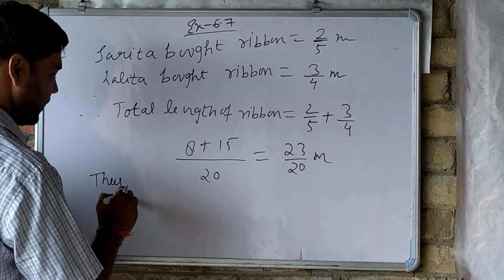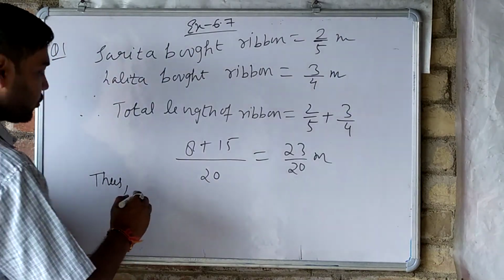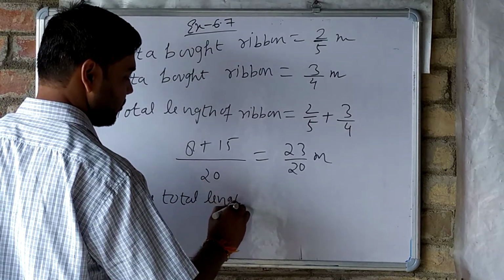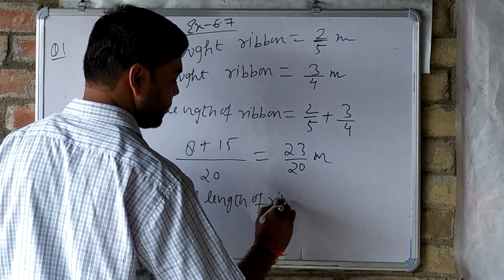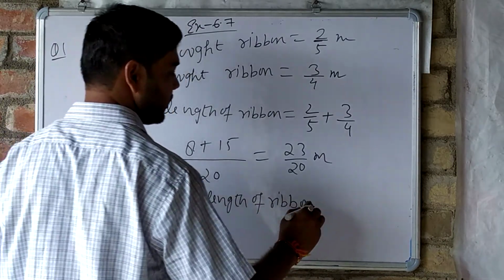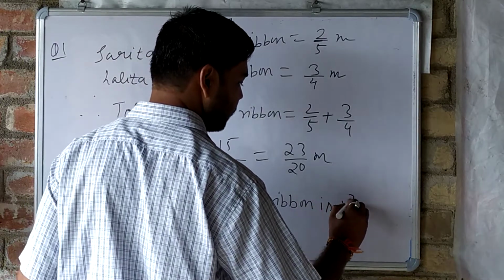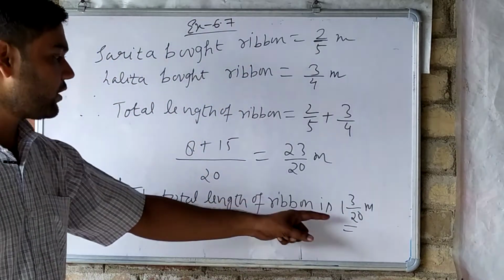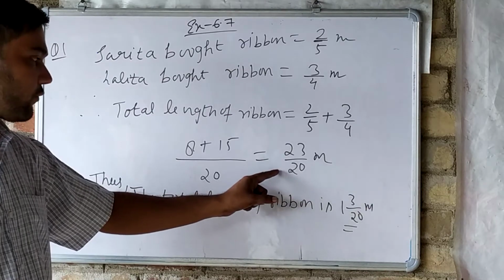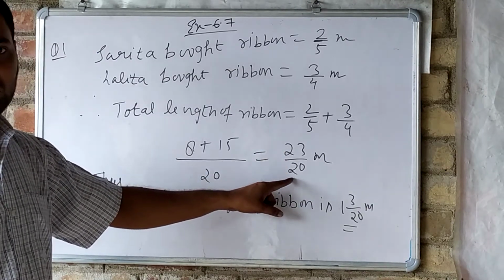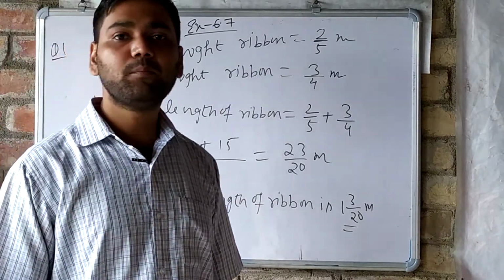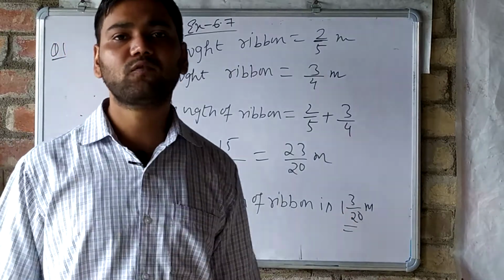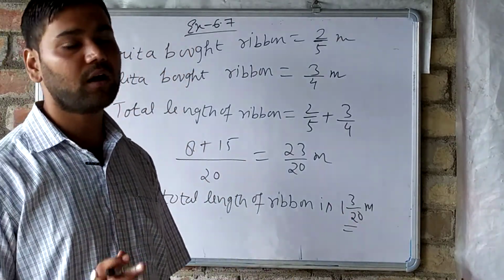So how do we write the answer? Thus the total length of ribbon will be 1 whole 3 by 20 meter. This is the answer. Why have we done this? Because we are seeing that it is an improper fraction, that is, the numerator is greater than the denominator, and when the answer is an improper fraction, we have to convert it and write the answer in mixed fraction.